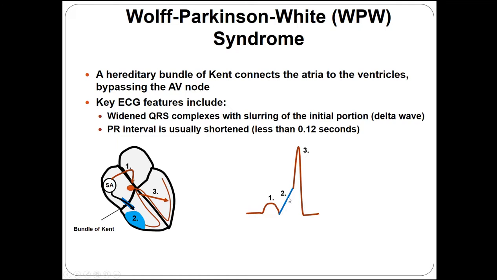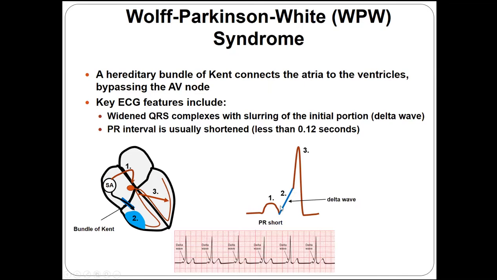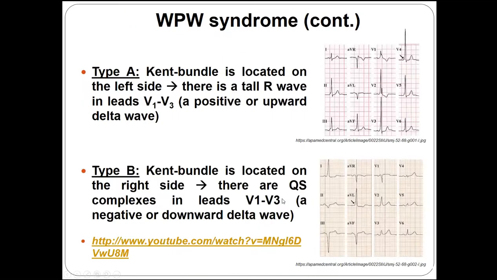So this is why you see the slow starting and fast ending QRS complex, and this is what is called the delta wave. That's a delta wave, okay? This is what we call delta wave. So the PR is short and the QRS is wide.